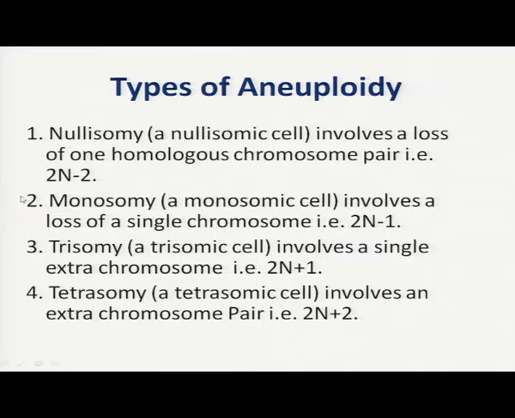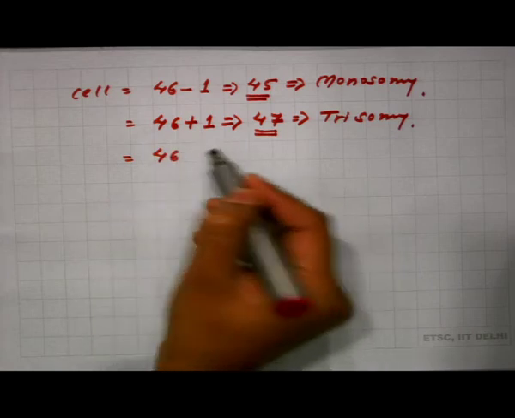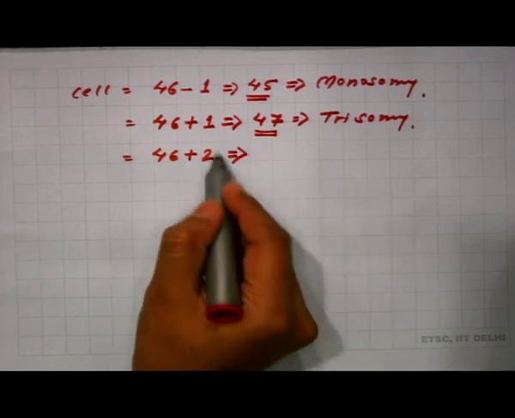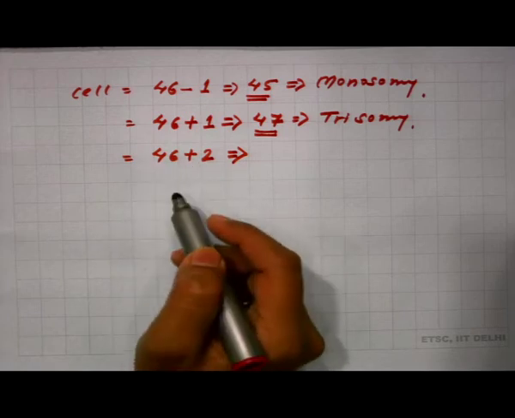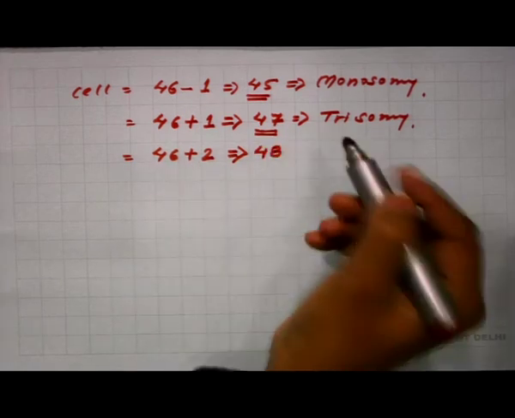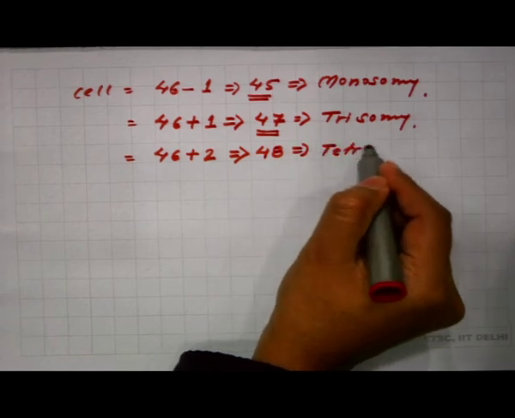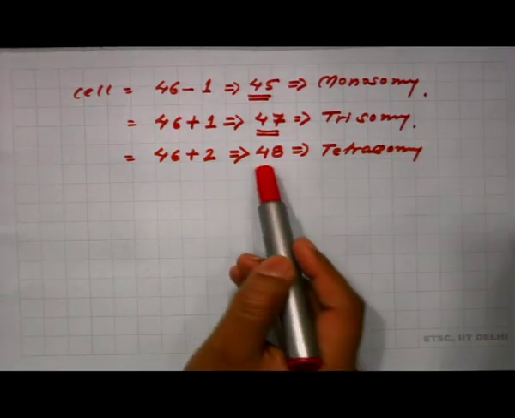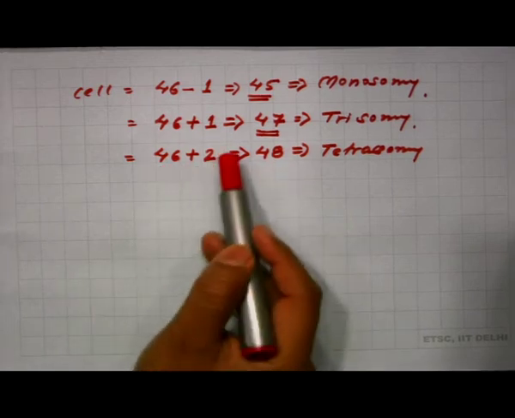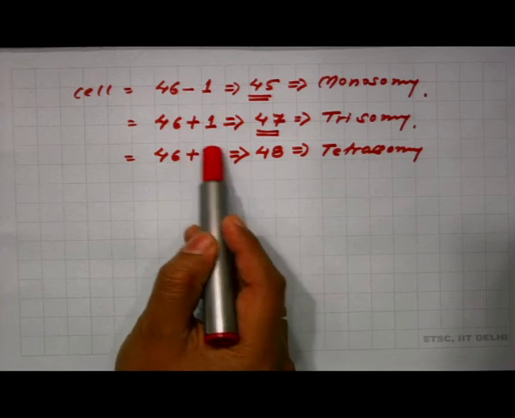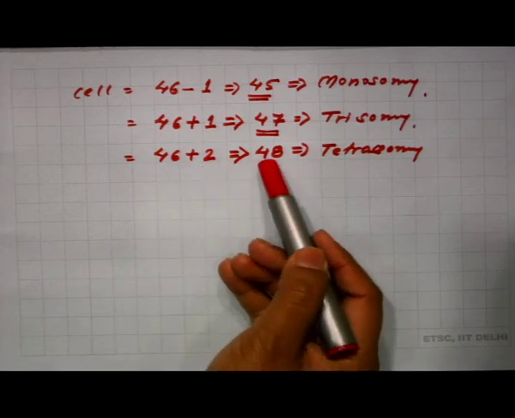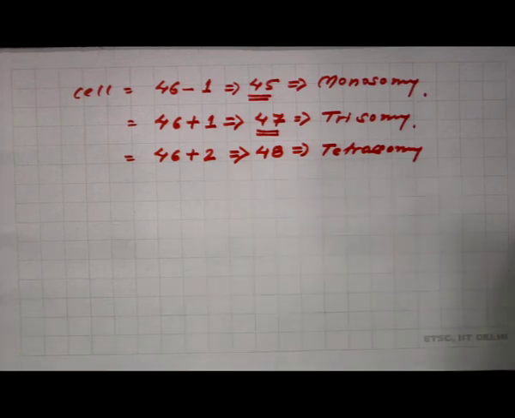Next example of aneuploidy is tetrasomy. In the case of tetrasomy, these 46 chromosomes will increase to 48. That means there is an increase of 2 chromosomes in the complete set of chromosomes, and there will be 48 chromosomes, which will lead to tetrasomy. So, a tetrasomic cell or organism has 48 chromosomes instead of 46 because of an increase of one pair of chromosomes or 2 chromosomes. So, 46 plus 2 becomes 48, and these 48 chromosomes are there in a tetrasomic organism or cell.